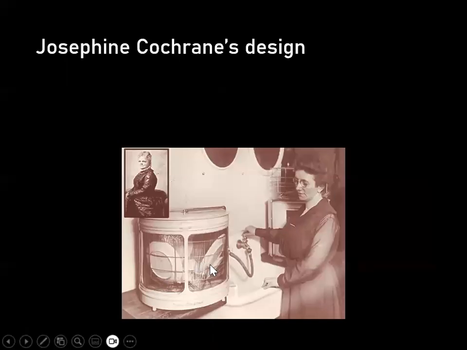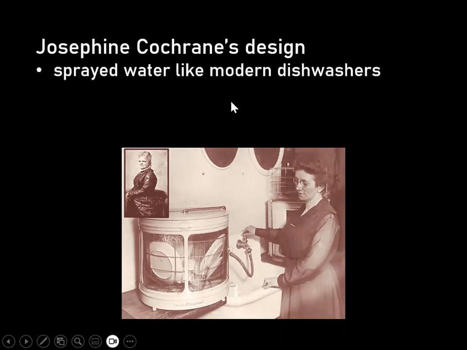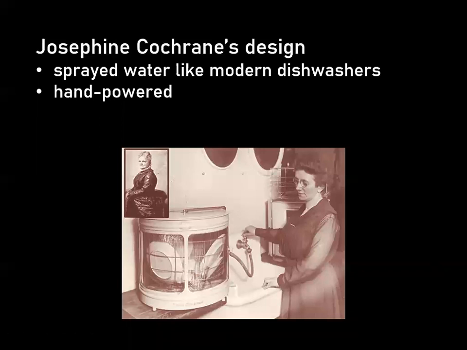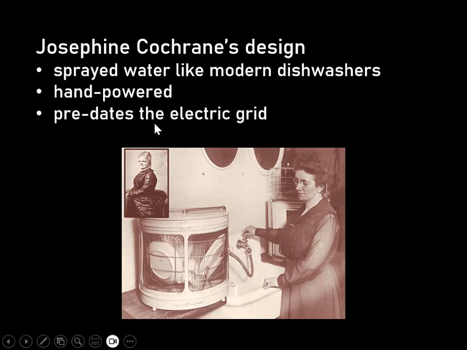Now here's Josephine Cochrane's design, and you can see it here. You can hand pump it, right? So we're hand pumping this, and it'll spray the water and it'll turn so the water sprays in all different directions. That's again kind of the predecessor of the modern day dishwasher. You just spray water from all different directions. But of course, it had to be hand powered because there was no electric grid to hook it up to. That hadn't come around yet. So there it is, 1886. Well, I don't think that photograph's from 1886, but that's probably about what the design looked like. It's probably pretty close.